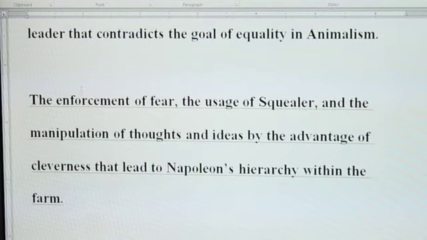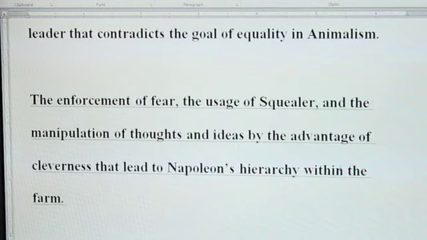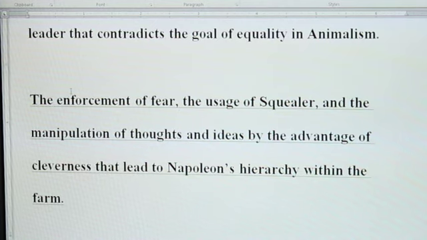And then for this last sentence, the enforcement of fear, the usage of squealer, and the manipulation of thoughts and ideas by the advantage of cleverness that lead to Napoleon's hierarchy within the farm. Now we have a lot of things in here. It's a very long sentence. We have a list of things: the enforcement of fear, the usage of squealer, and the manipulation of thoughts and ideas by the advantage of cleverness. So what we have again here is a dependent clause, that lead to Napoleon's hierarchy within the farm, that really should not be dependent, because we need to have these things have a predicate. So these are all subjects.